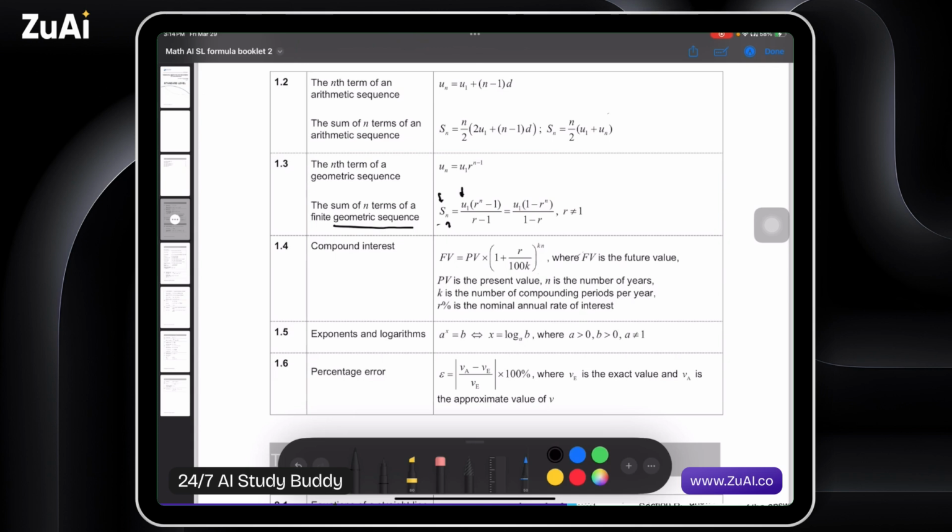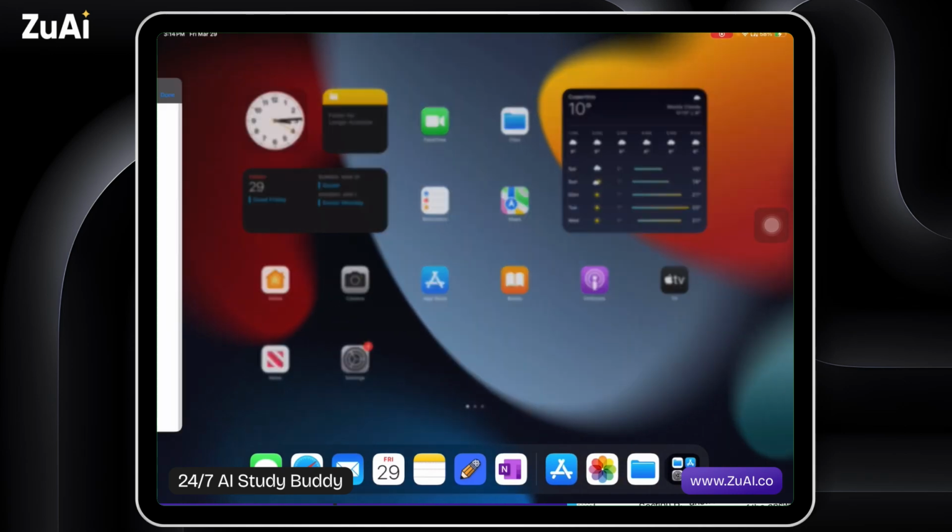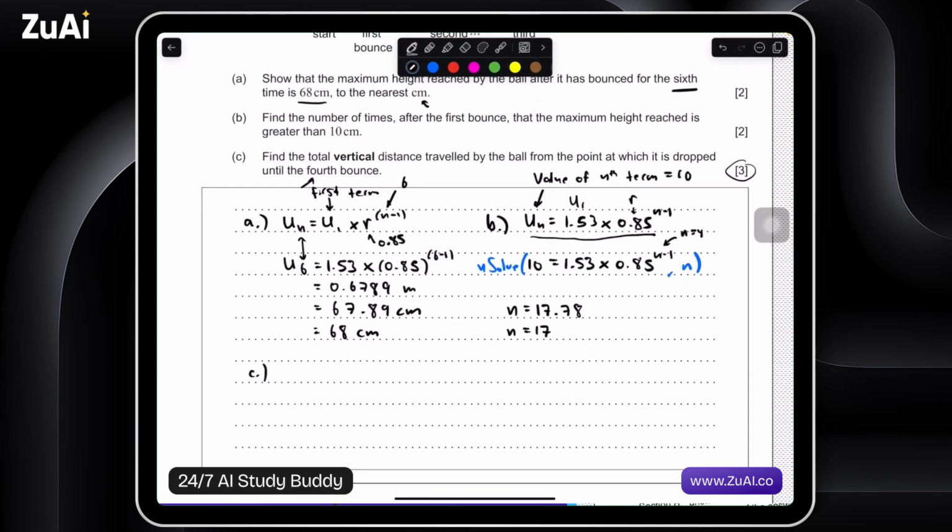U1 is the value of the first term, r is our common ratio, and n is, of course, the number of terms that we want to find the value of. So let's go back to the document and write this out. Sn is equal to U1, the value of the first term, times r^n minus 1 over r minus 1.